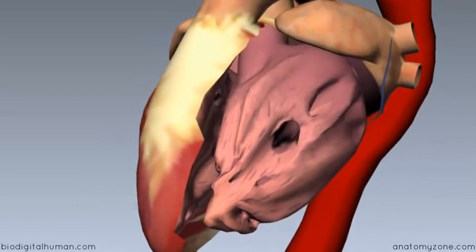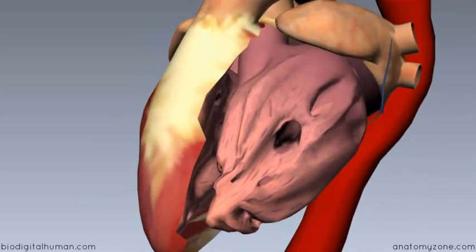So just rotating the model around again. Just to mention, the left ventricular wall is very thick. It's much thicker than the right ventricular wall, and the reason for this is that it has to pump blood to the entire body and to the head. So it's pumping against a much higher resistance than the right ventricle. The right ventricle just pumps blood to the lungs, but the left ventricle needs a thicker myocardium so that it can pump blood to the whole body.